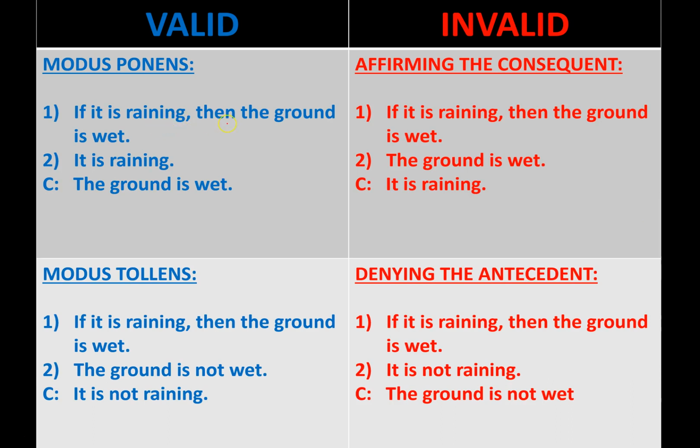If it is raining, then the ground is wet, right? So this is saying under the condition that you got rain, you know you're going to get wet ground. And this is saying, well, you do have rain. Therefore, you got wet ground, right? If X, then Y. X, therefore, Y. Modus ponens, always valid.